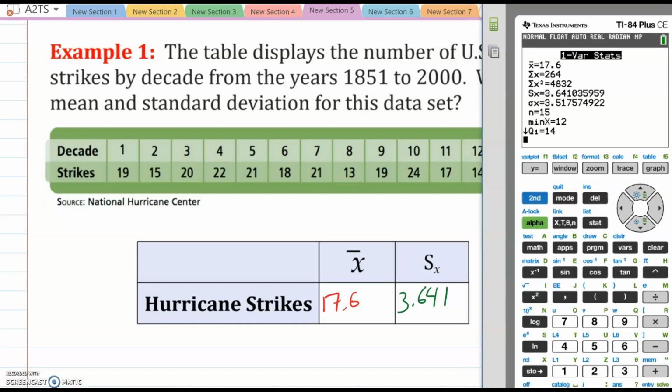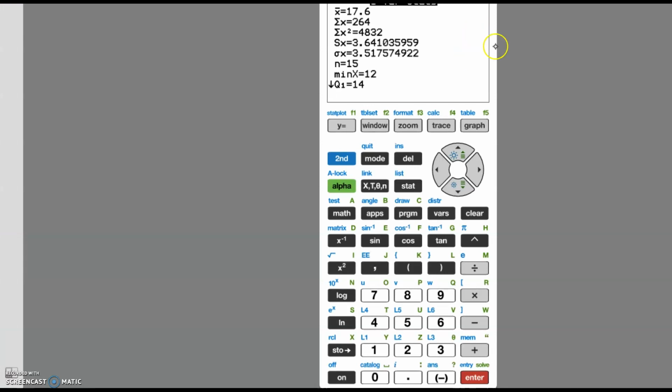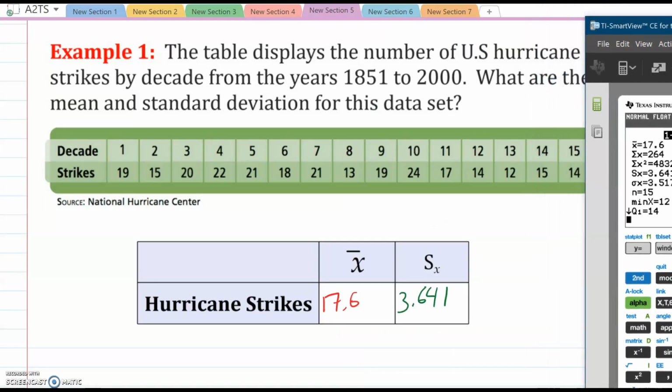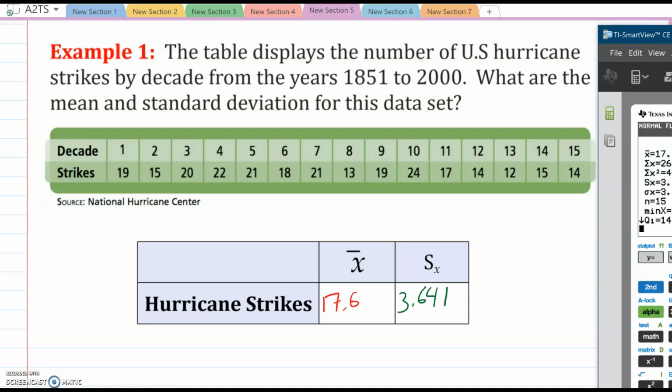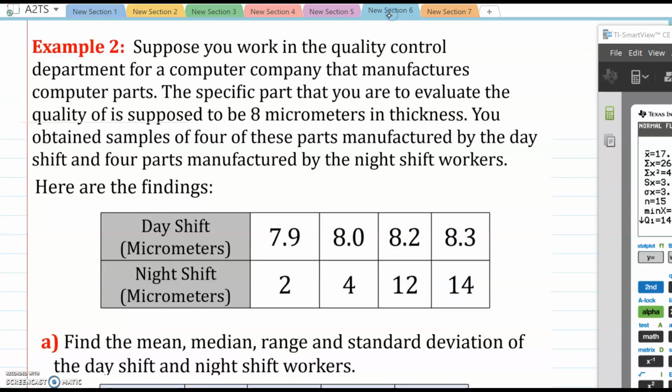Now, what that standard deviation means, for your purposes, is just talking about how, in general, they're pretty close. Okay? 3 is a fairly close number. If, on the other hand, it was 35, we'd say things are a little more spread out. Now, let's take a look at another problem.